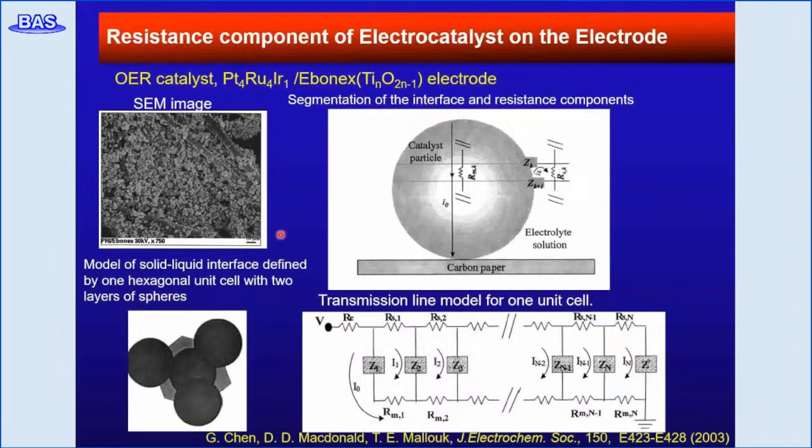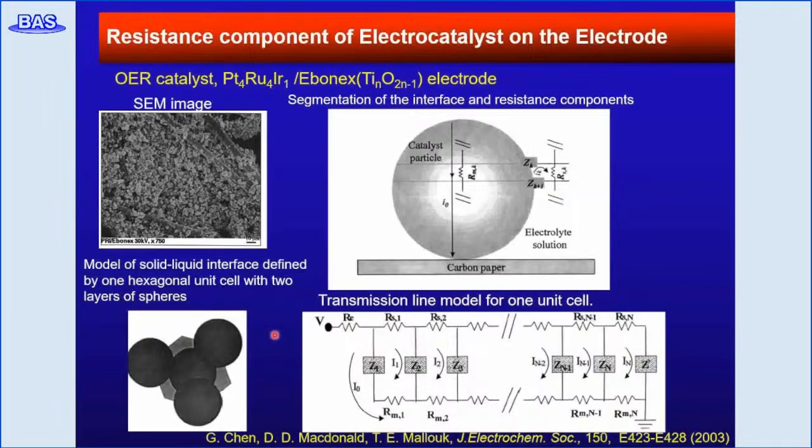For the electrochemical impedance spectroscopy data, they assume spherical particle packing as a hexagonal lattice with the contact resistance. That is the resistance between the electrode and catalyst particles, the resistance within the catalyst particles, the resistance between particle and catalyst, and the solution resistance. These many resistances were considered to be connected as a transmission line circuit, as shown here.